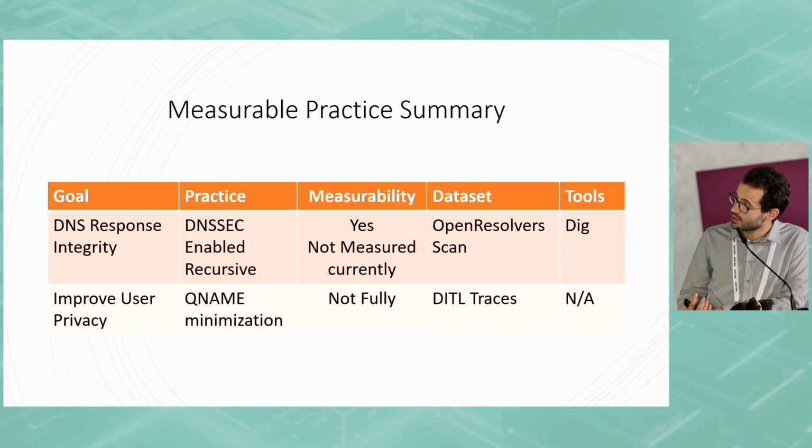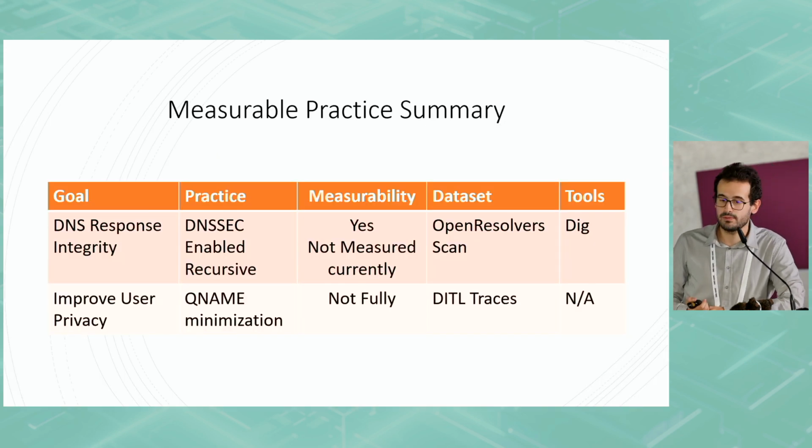Now, let's look into the recursive part. What we have is basically the same thing as for authoritative servers as the first practice, that is enable DNSSEC on your recursive name server. In this case, they talk about enabling DNSSEC validation. And sure, this is easily measurable. It's not currently measured by anyone at large scale, at least to my knowledge. But this can be easily measured by looking, for example, at the full list of OpenResolver scans and starting to query these open resolvers for their support for DNSSEC.